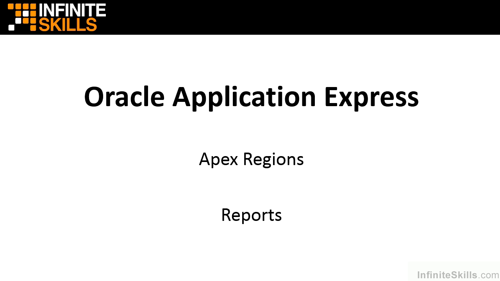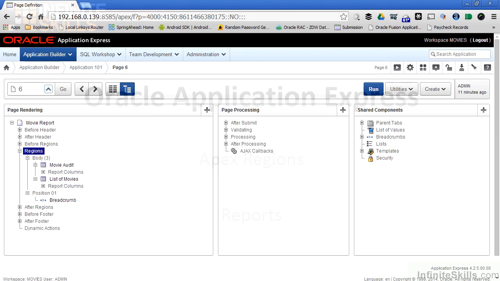Welcome to Oracle Application Express Apex Regions Reports, Part 5. In the previous lessons, we've taken a look at two of the main types of reports that you can build inside of Apex. An interactive report, which automatically gives end users a ton of programmatic functionality where they can customize the reports to exactly the way they want to see them, and a classic report.